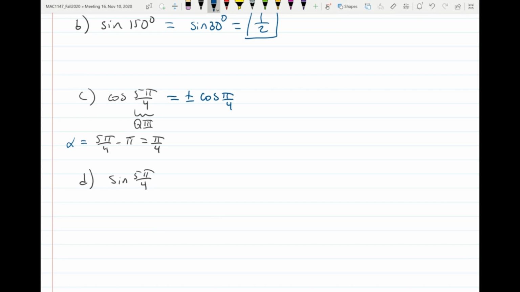So, are you sure? Yes, you're sure. So we are in quadrant 3, right? So it's going to be negative. Cosine is negative in quadrant 3. And what's cosine of pi over 4? That's square root of 2 over 2. Questions?